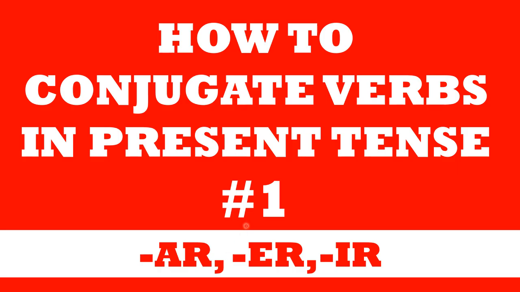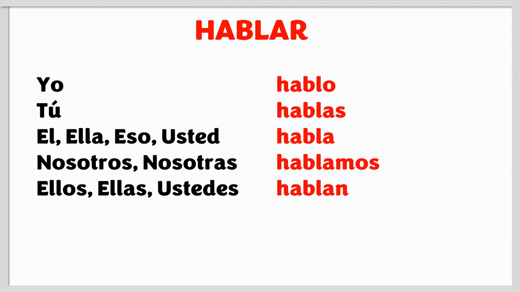In this video we are going to learn how to conjugate regular verbs in Spanish in the present tense. Remember, in Spanish we have three endings in the verbs: ar, er, and ir. So let's see how they are conjugated. Let's start with verbs that end in ar.